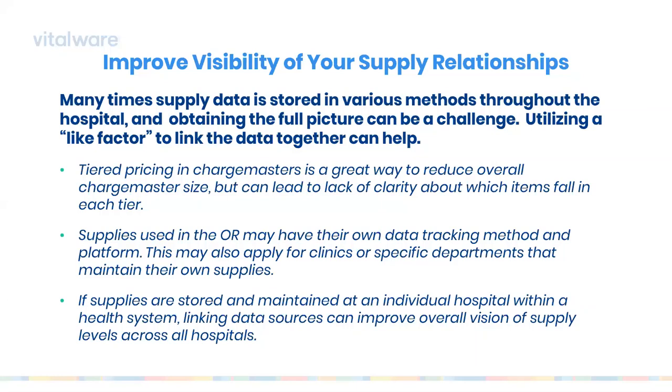Sometimes you'll also find that the supplies that are in the OR have their own entirely different supply file and their own data tracking method. So keeping those in line is a little bit more challenging if you can't see that file compared to your regular supply file at the same time. Also, if you have supplies that are maintained at individual hospitals, so if you're at a big health system and all the individual hospitals have their own supply storage and supply data, then it can be a little bit challenging to see what's going on across your entire health system. Whereas if you have a central supply, you really have a good idea that everything is in line.